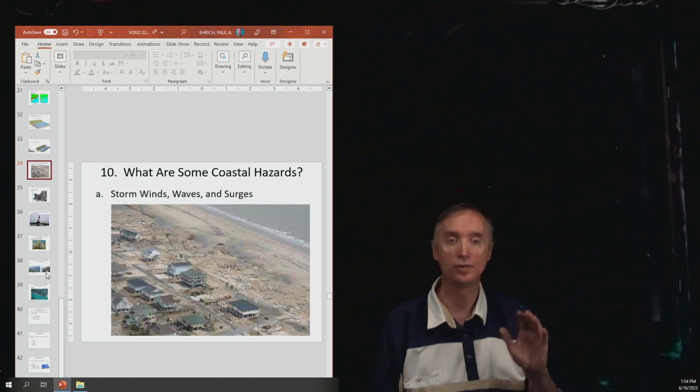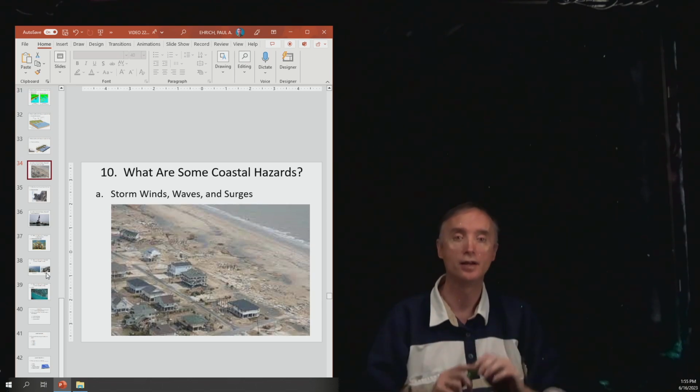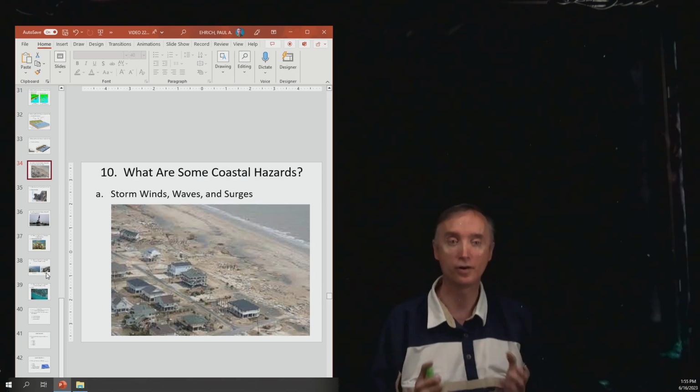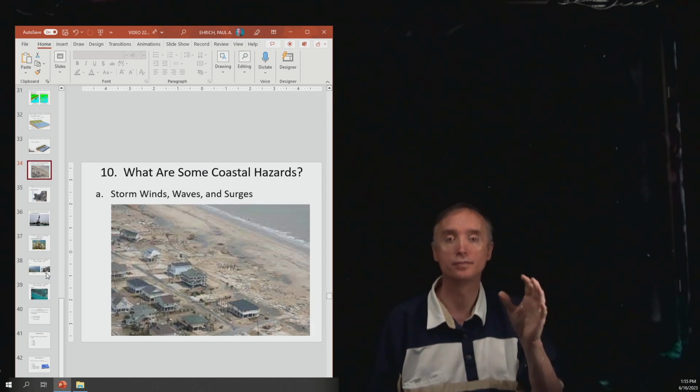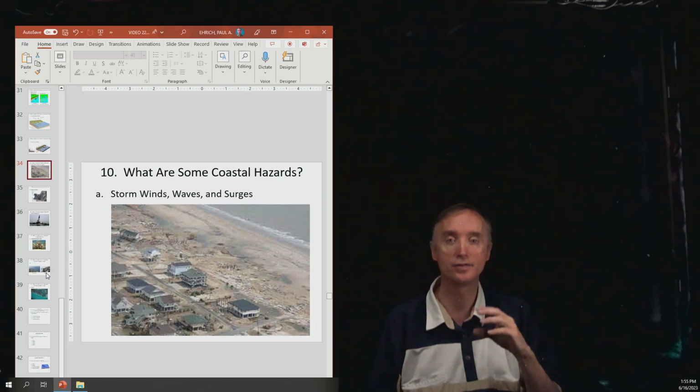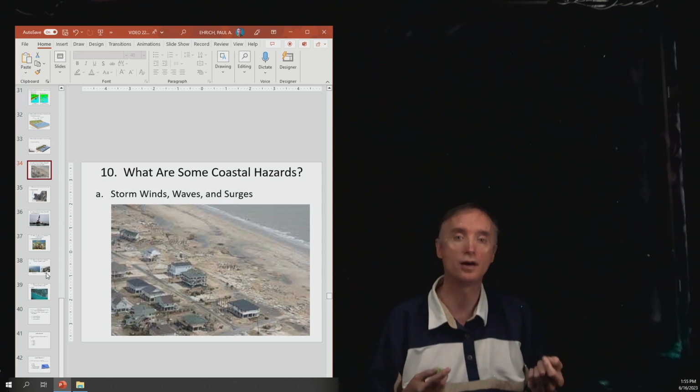These winds, as they come in, can also push water in front of them. That water can slosh onto the continent as a surge, and that can cause flooding. The waves themselves can cause a lot of erosion when they hit the beach, so they can cause beaches to actually disappear as a result of a storm.